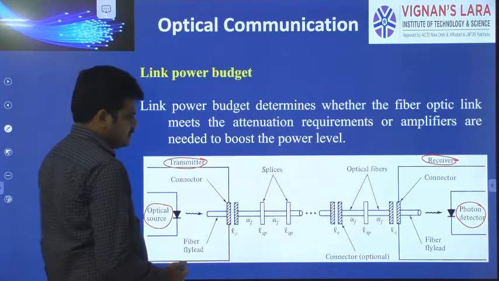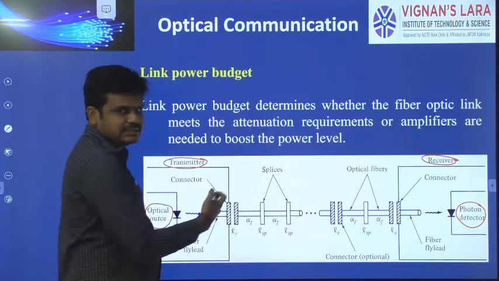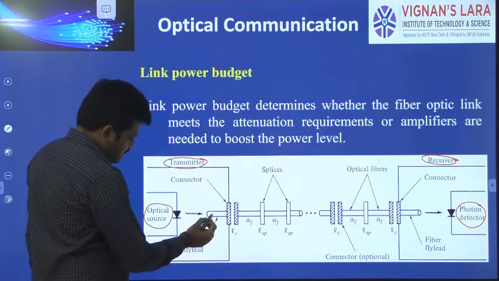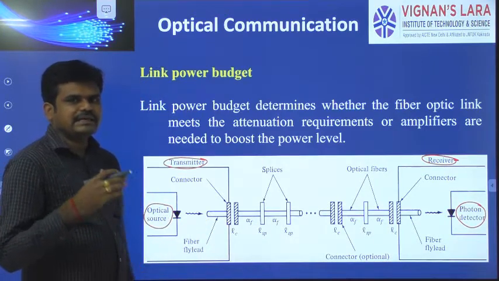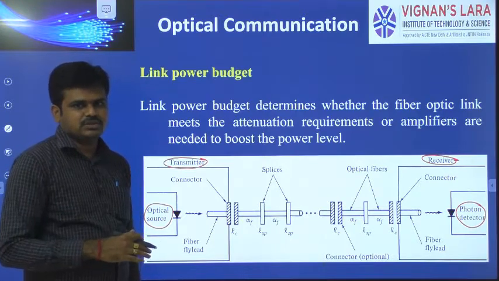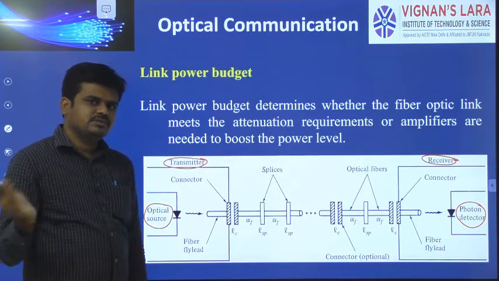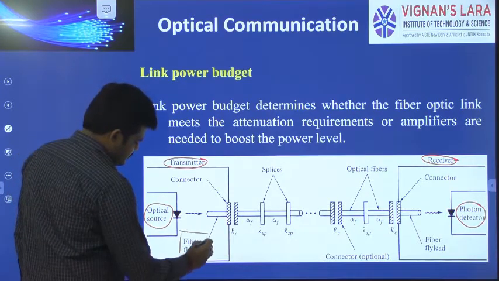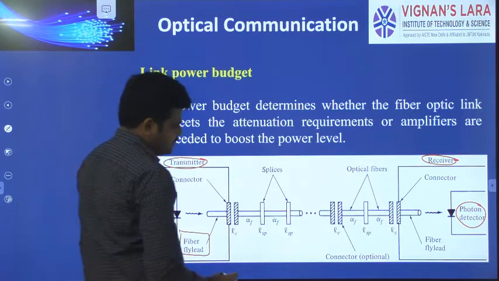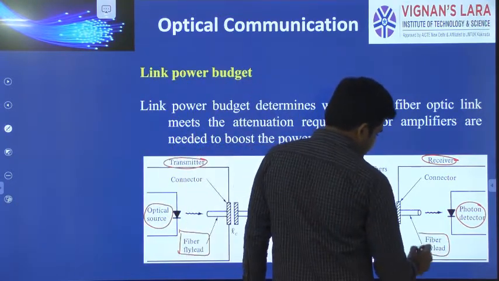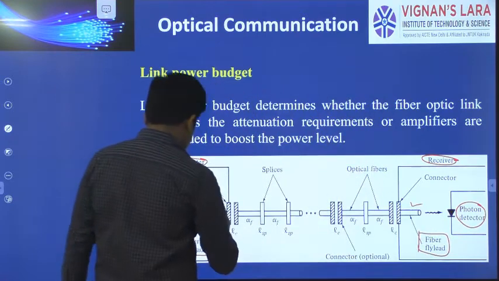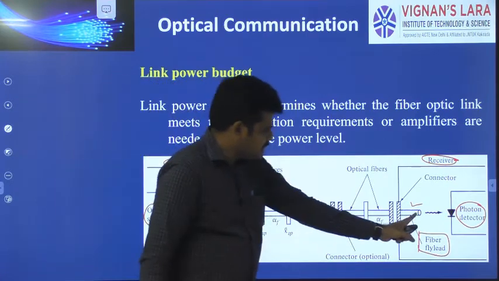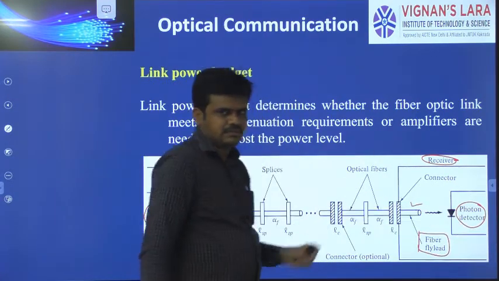But if you see, there are a few rectangle shapes here. Let us know what they are. We already know you can connect the optical fiber with the optical source, or the optical fiber to the detector, using a connector called a fiber fly lead. So there is a fiber fly lead here which connects the optical fiber with the optical source, or here the optical fiber with the photodetector.